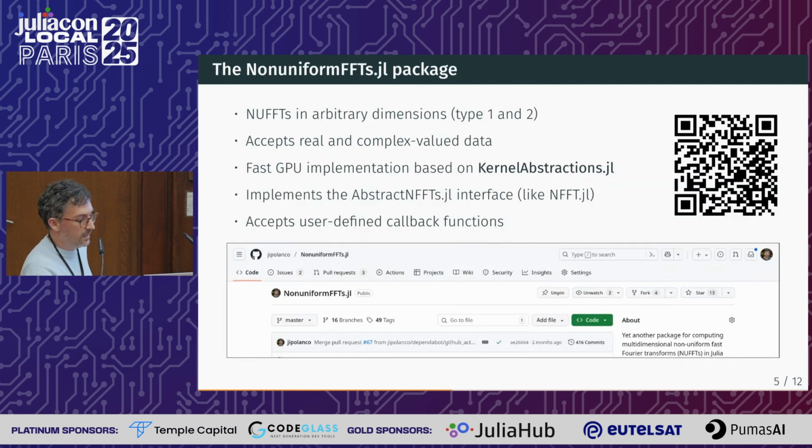So this is the package that I developed. Of course, this package accepts real data, which allows reducing memory requirements by 2, basically, and it's implemented. The GPU implementation is based on KernelAbstractions, so you can target any kind of GPU. That's basically the most important part of the package.